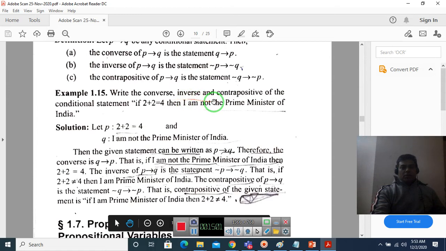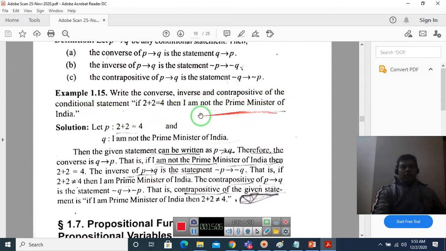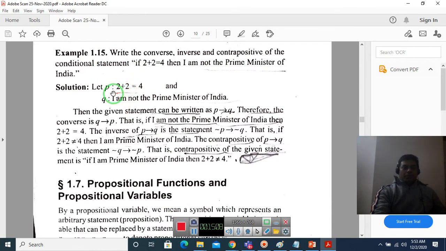Write the inverse and contrapositive of the conditional statement: if 2 plus 2 equals 4, then I am not the Prime Minister of India. Let P be 2 plus 2 equals 4 and Q be I am not the Prime Minister of India. Then the given statement can be written as P conditional Q. Therefore, the converse is Q conditional P, that is, if I am not the Prime Minister of India, then 2 plus 2 equals 4. The inverse of P conditional Q is negation of P conditional negation of Q, that is, if 2 plus 2 is not equal to 4, then I am the Prime Minister of India.